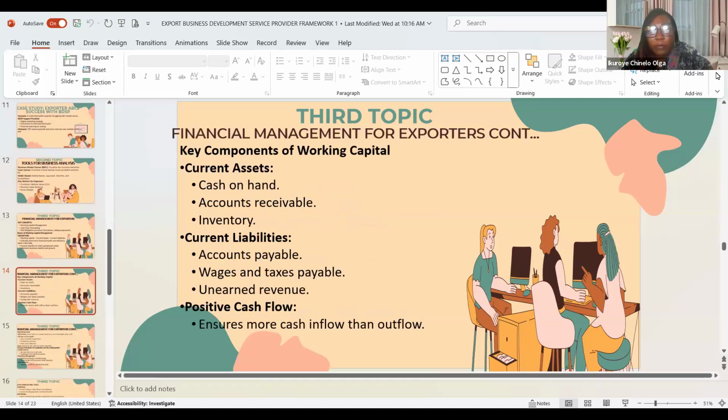So, financial management for exporters. For working capital, the current assets, you should have cash on hand, accounts receivable, and inventory. While for your current liabilities, you should have accounts payable, wages and taxes payable, unearned revenue. Then for your positive cash flow, you should ensure more cash inflow than outflow. There should be more inflow than outflow.